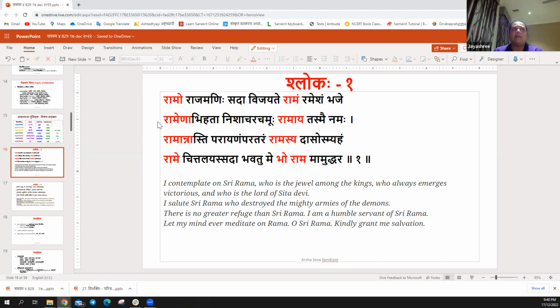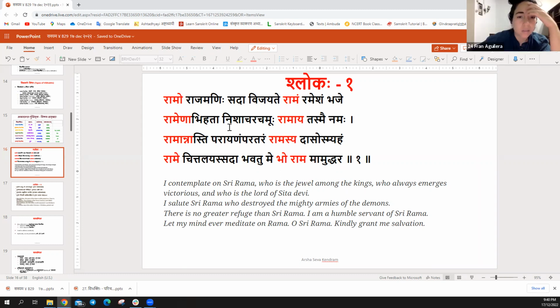Ramena, Tritiya. Ramaya Tasmai Namaha, Chaturthi. Ramat Nasti, that is Ramat Nasti. That is again a Sandhi. Parayanam Parataram. Ramasya, Shashti. Dasosyaham. Rame Chittalaya Sada. Rame, Saptami.